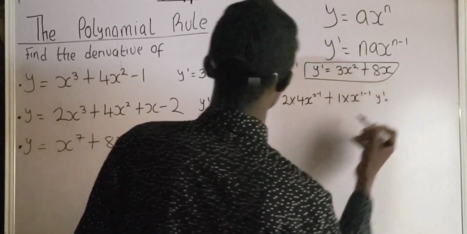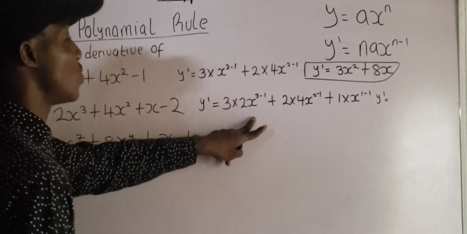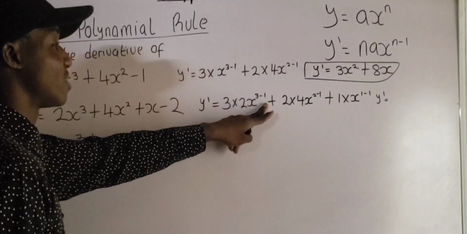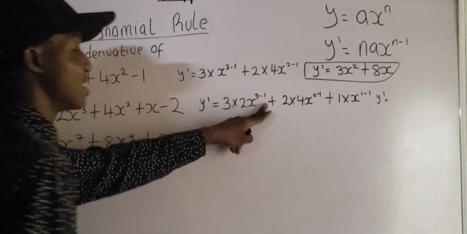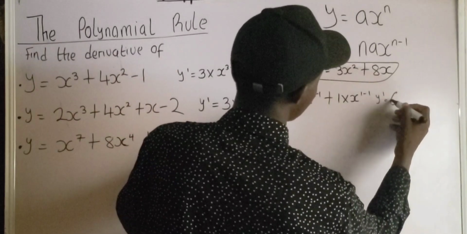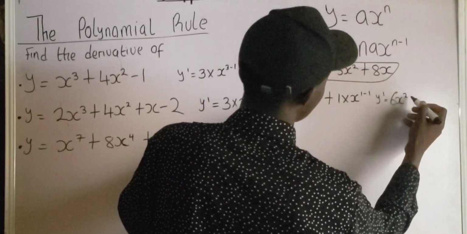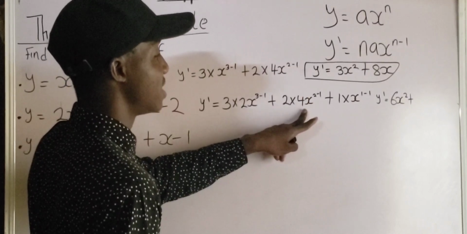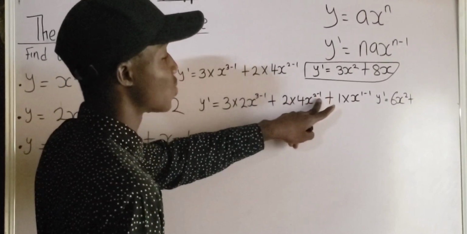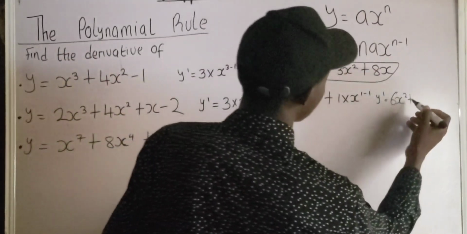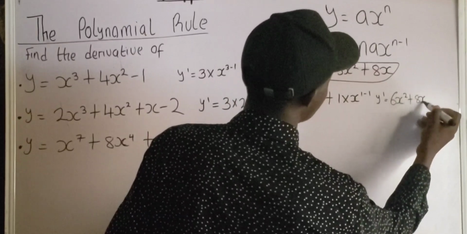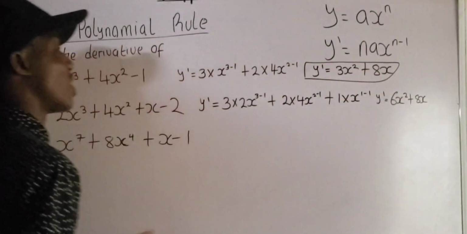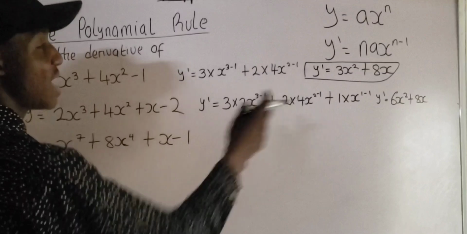The derivative of y is equal to 3 multiplied by 2x raised to the power of 3 minus 1. What's the answer? That is 6x raised to the power of 2, plus 2 multiplied by 4, that is 8, x raised to the power of 2 minus 1, that is 1. So I'm going to have 8x raised to the power of 1. x raised to the power of 1 is what? x. So that is why I have 8x.